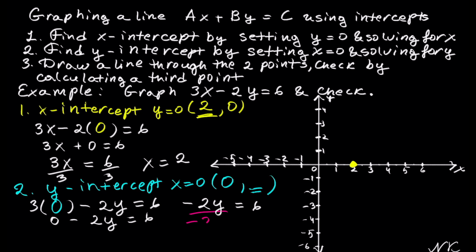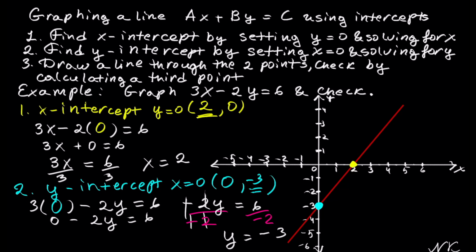Divide both sides by negative 2. A negative divided by a negative is positive, the 2 and 2 will cancel, and we have y equals 6 divided by negative 2, which is negative 3. So the second point is (0, negative 3). So when x is 0, y is negative 3 here. So let's draw a line through these 2 points. And this is our solution.